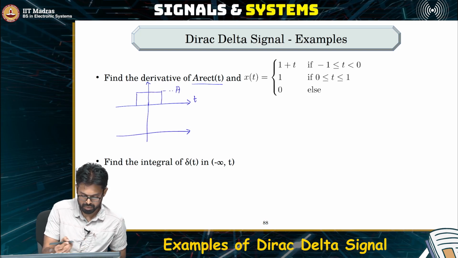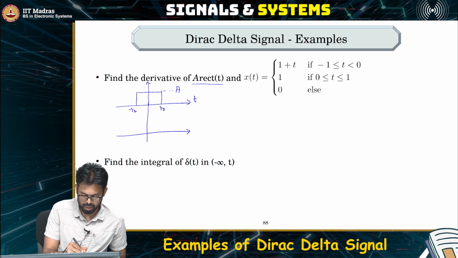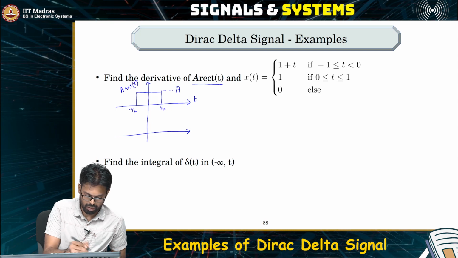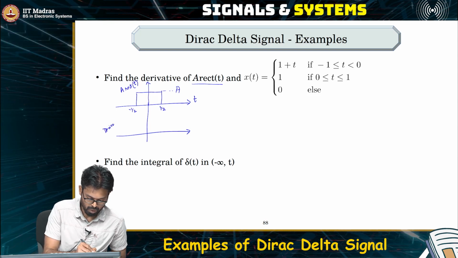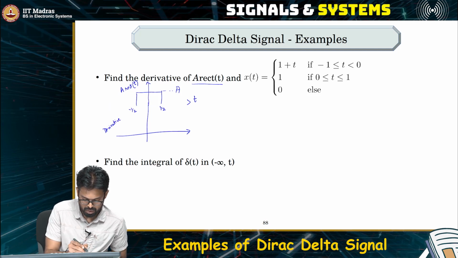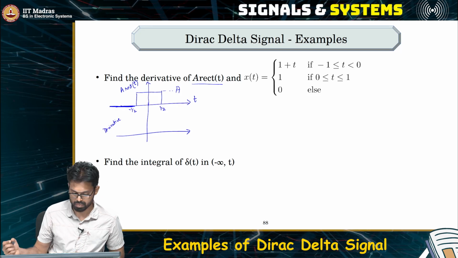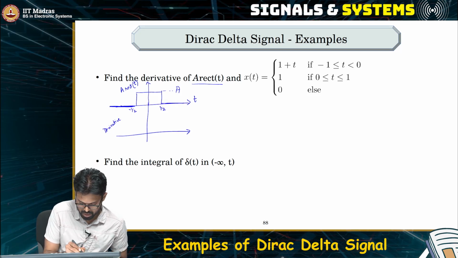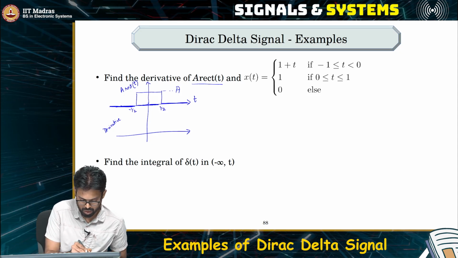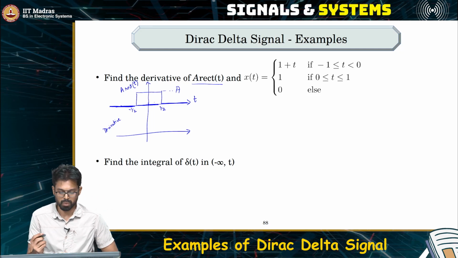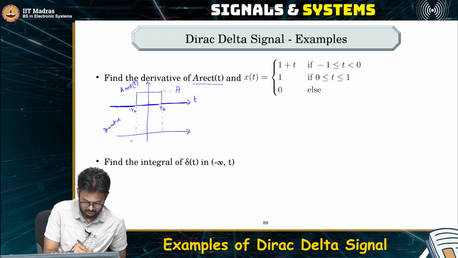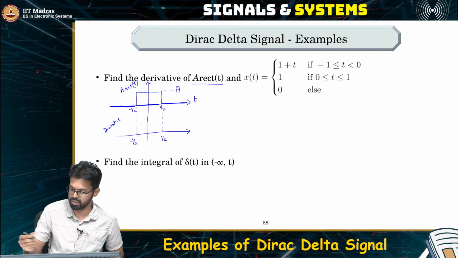So how does this rectangular function look? This magnitude is a, this is minus half, this is plus half. So this is a rect of t. Now let's plot its derivative. The derivative in this portion is 0, and in this portion also it is 0 because it's all constant, and in this portion where it is plus a is also 0. So the only points where the derivative is non-zero are at minus half and plus half.